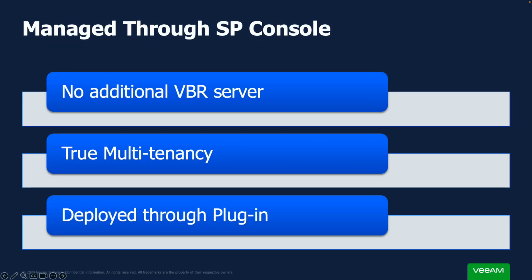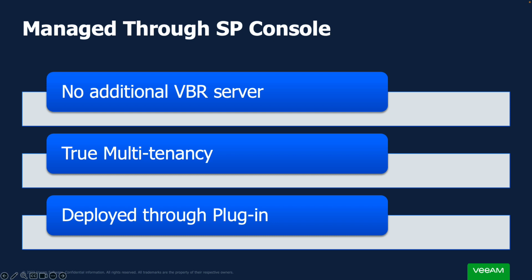Now, managed through the service provider console, there are some pros and cons here. The pro is that there's no additional Veeam Backup server required. I know that Veeam Backup and Replication has to be installed on a Windows machine. Windows machine licensing can cost money, even though it could be a Windows 10, but still. So if you don't want to have to deploy another Veeam server, you should already be using the service provider console for your licensing and your multi-tenancy.